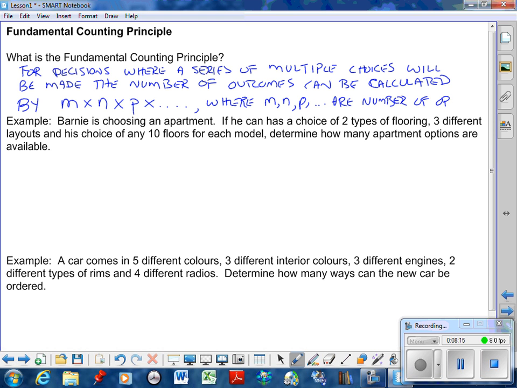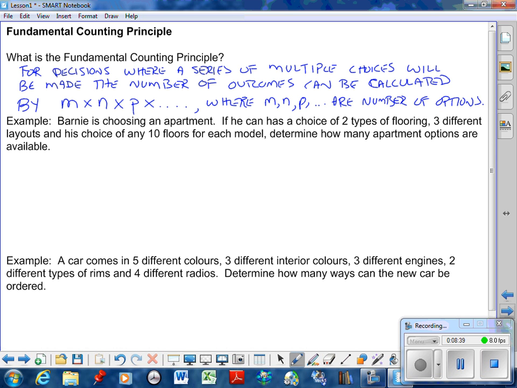All right, so we need a couple of examples, and then we're going to go back and I'll show you how this works. So I'm going to start with the first example here. Barney is choosing an apartment. He's going off to university. If he has a choice of 2 types of flooring, so let's say carpet and hardwood, 3 different layouts, and his choice of any 10 floors for each model, how many apartment options are available for Barney?